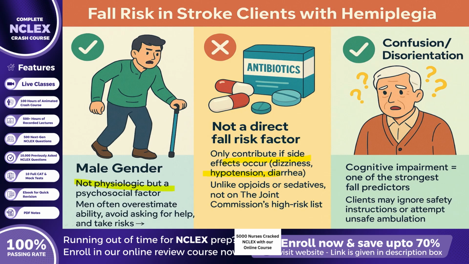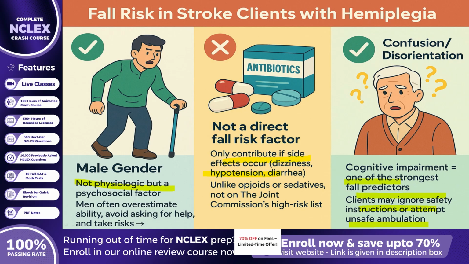Now turning to option 3, the client is confused. This is correct because confusion, disorientation, or delirium dramatically increases fall risk. A confused client may not follow safety instructions, may misjudge their limitations, or may attempt to ambulate without help. Cognitive impairment is consistently one of the strongest predictors of inpatient falls.